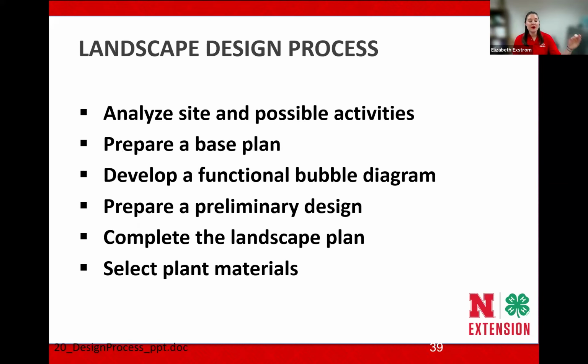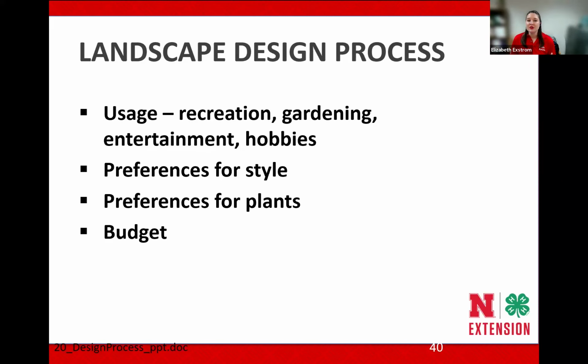And so now we've talked about that landscape design process. We're going to move a little bit more. We know our landscape design principles and elements. We know about the growing environment. Now what we're going to do is we're going to start that process. We are going to take a look at our usage. We are going to take a look at the recreation, the gardening, the entertaining, the hobbies. What are you going to do in that landscape? And what you're going to do in that landscape is going to determine what you're going to put in there.